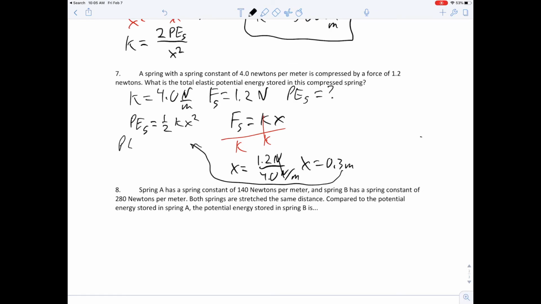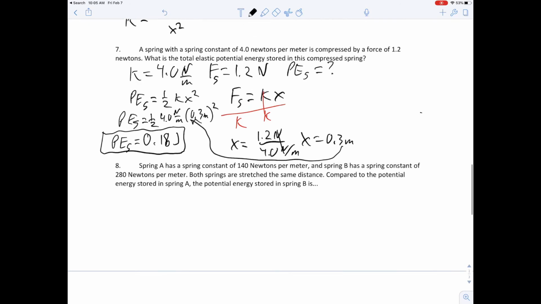Now, we can do this. 1/2 times 4.0 newtons per meter times 0.3 meters squared. Put that in your calculator and you should get 1.8 joules. So again, this was a two-step problem and would be one of the harder level ones on your Regents exam, but I believe you can do it.